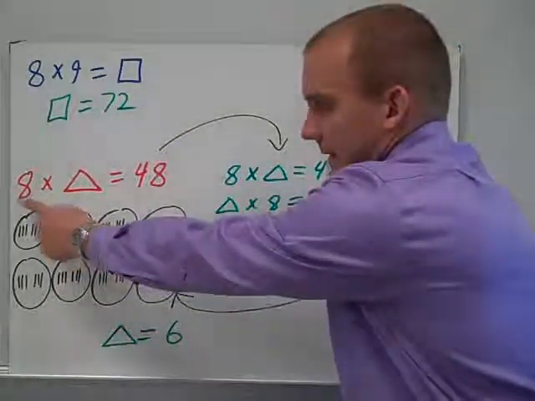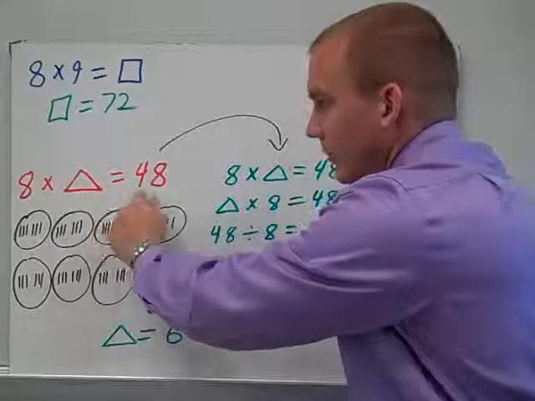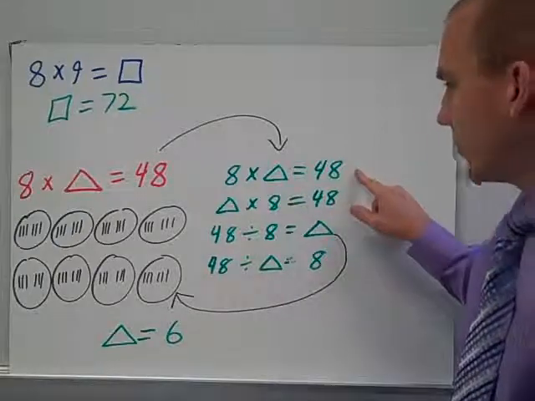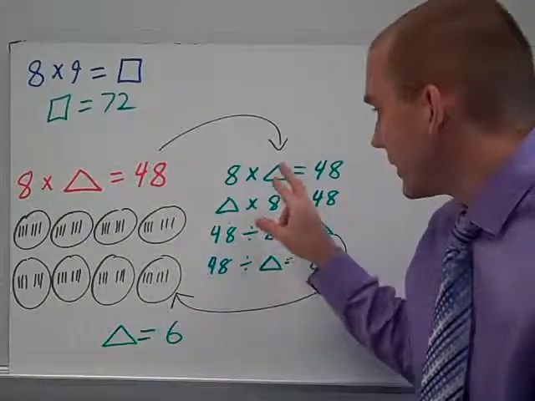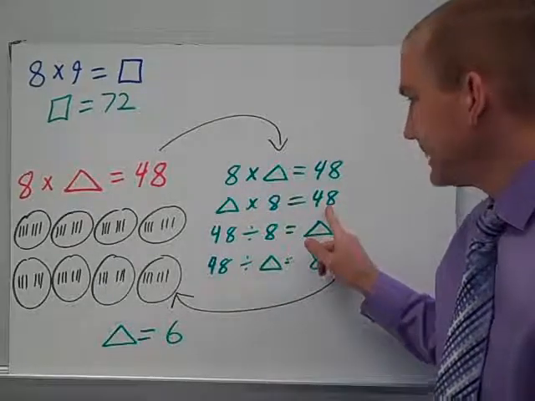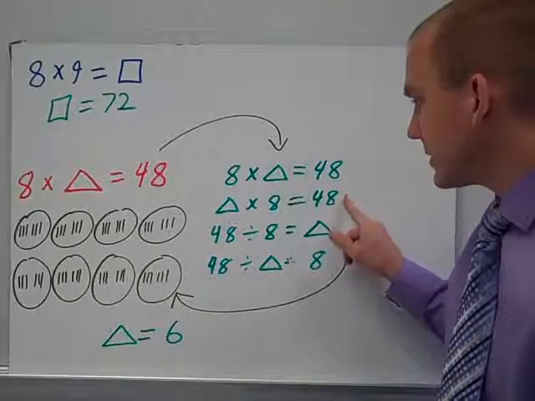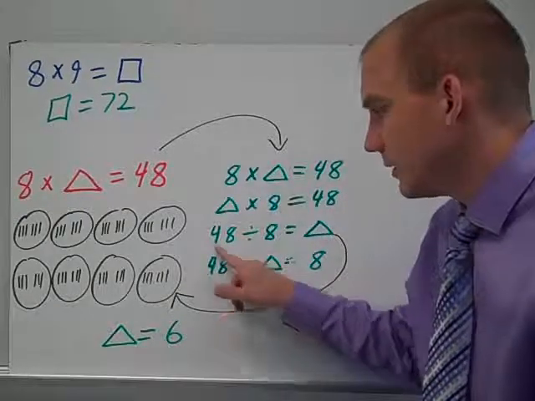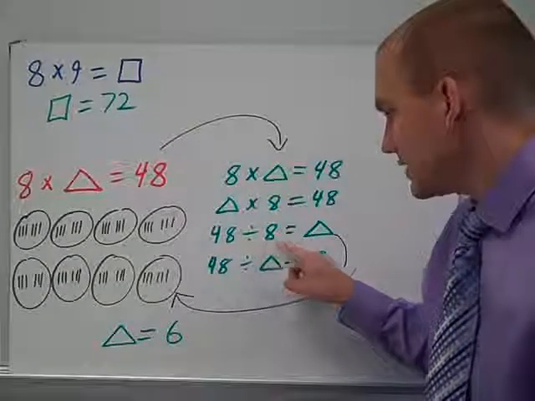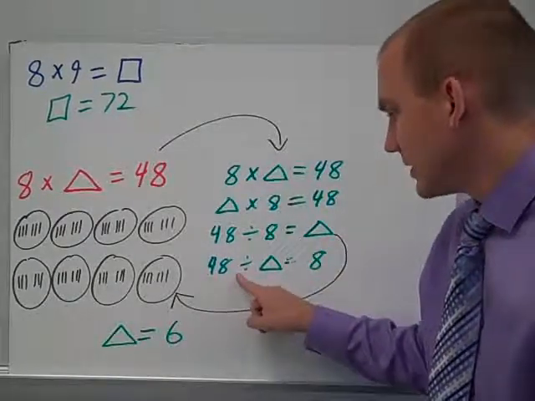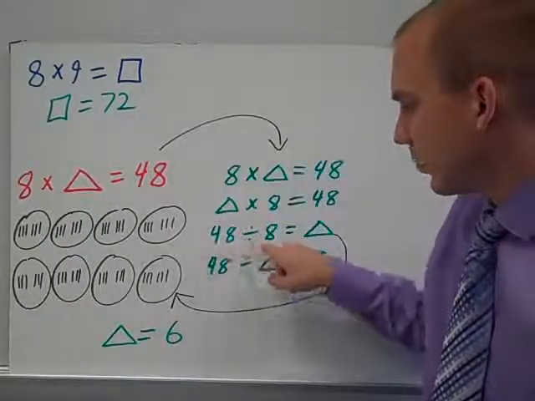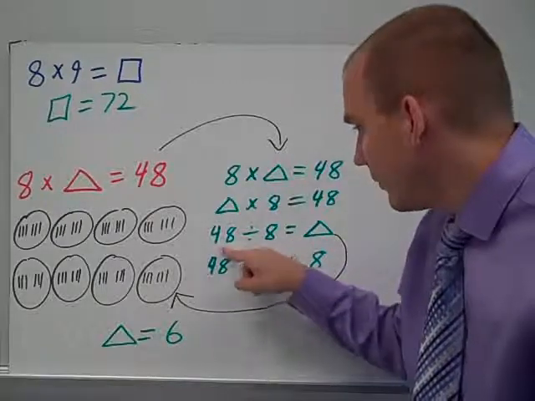But what if it looks like this? 8 times triangle equals 48. That's where you come to your fact families. 8 times triangle is 48. Well, I can look at it that way, right? Or I can switch 8 and triangle around. Triangle times 8 equals 48. Doesn't work. But I can take this product and turn it into a dividend and do a division sentence. So I can do now 48 divided by 8 equals triangle, and I can do 48 divided by triangle equals 8. Well, this one looks like one where I actually have a problem I can solve on one side of it. 48 divided by 8.